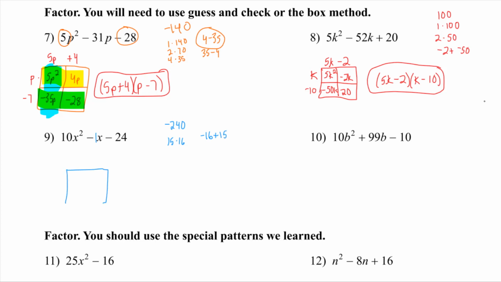So I'm going to make my box and put 10x squared in the top left, negative 24 in the bottom right, and then negative 16x and 15x. And then I'm going to look for my common factors. So between these two, it would be 2x, and the bottom two would be 3. The left two would be 5x, and the right two would be negative 8.